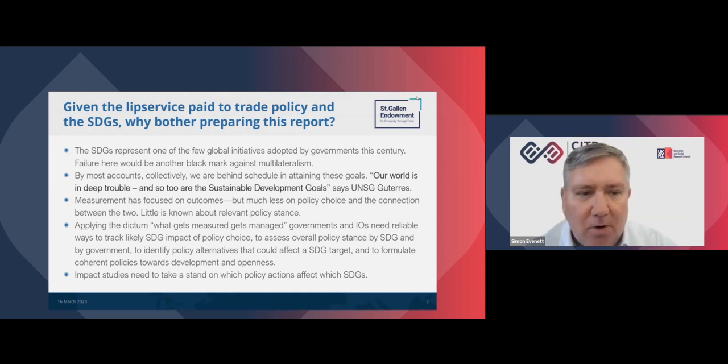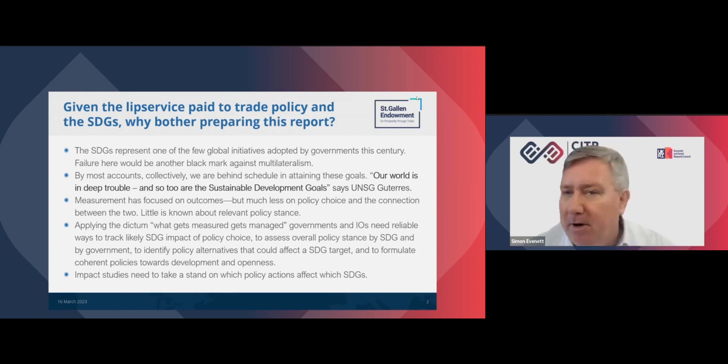And governments and international organizations need ways to track the likely SDG impact of different policy choices. They need ways to track the overall policy stance towards a particular SDG indicator. And you can break it down by SDG indicator or by nation and government. We need also, looking across countries, we might find there are different ways to attain an SDG target that countries have chosen, and that may inform public policy choice as well. And of course, the holy grail is to try and devise some type of coherent policy that taps the benefits of openness and globalization, and yet advances economic and social development as well.